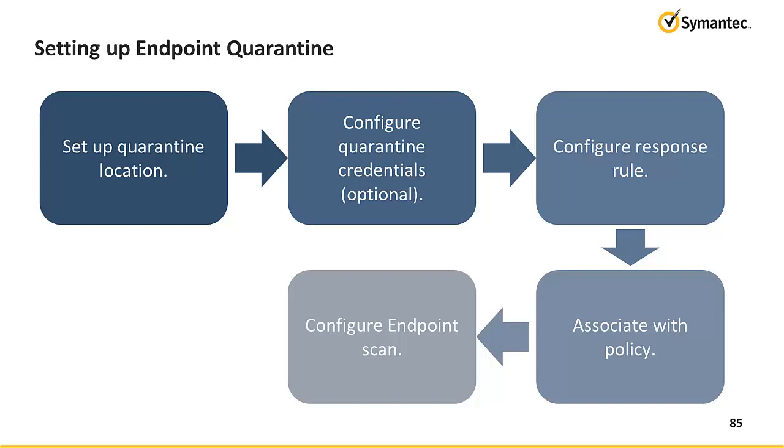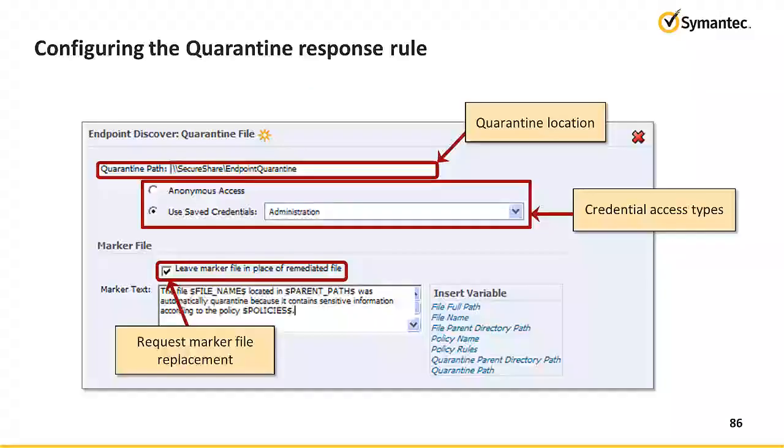This figure shown here demonstrates the process to set up Endpoint Quarantine. First, set up the quarantine location, configure the quarantine credentials, if needed, configure the response rule and associate it with one or more policies, and then configure the endpoint scan. You can create an automated response rule that allows Endpoint Discover policies to remove files from a local drive and place them in a secure folder.